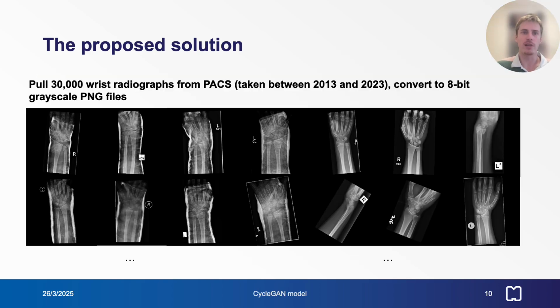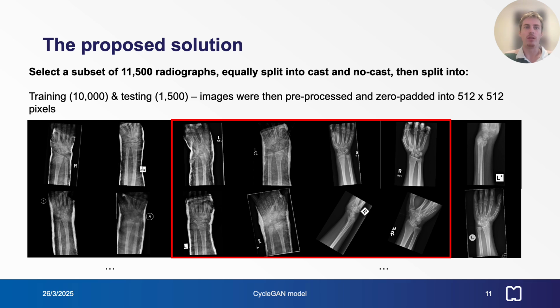So, first we pulled 30,000 wrist X-rays from PACS taken between 2013 and 2023. Then we converted them to 8-bit grayscale PNG files. Then we selected a subset of 11,500 radiographs equally split into cast and no cast, which we then split into training and testing images with a 90-10 split, which were then pre-processed and zero-padded into 512 by 512 pixels.